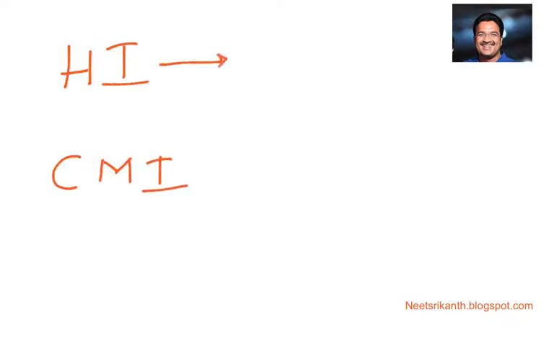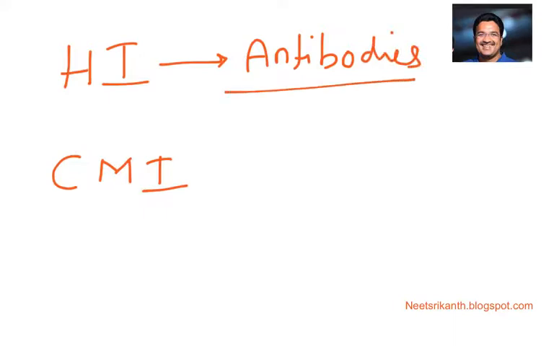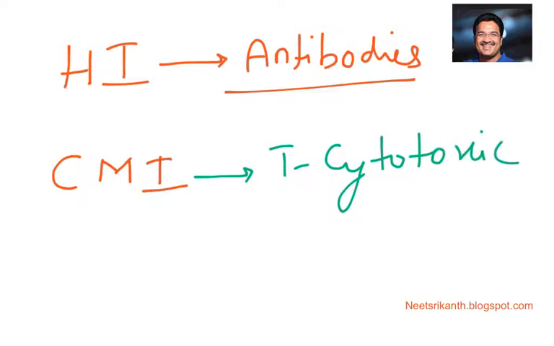So finally, we have completed both humoral immunity and cell-mediated immunity. The basic issue to remember here is that B lymphocytes produce antibodies that participate in immunity. We call such immunity humoral immunity. Or T cytotoxic cells are responsible for the destruction of the microbe. We call that process cell-mediated immunity.